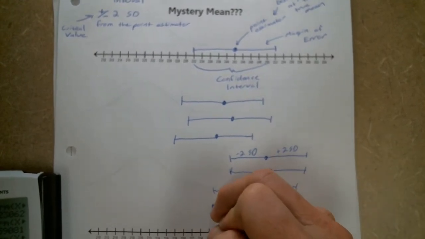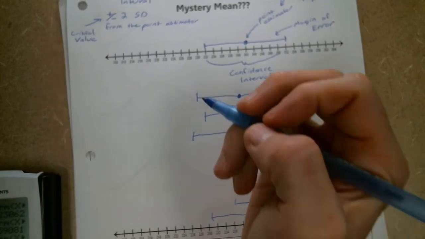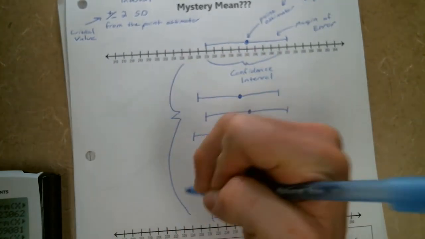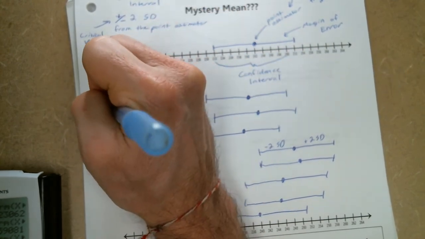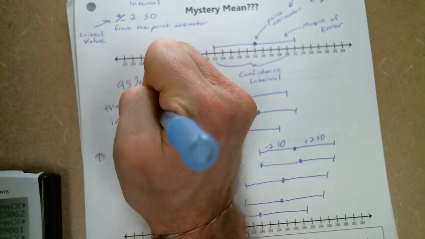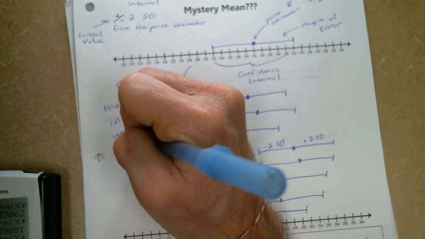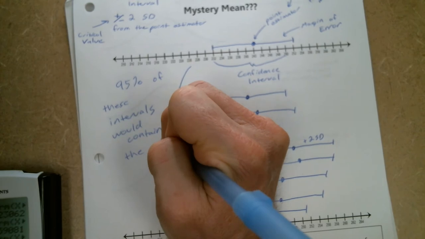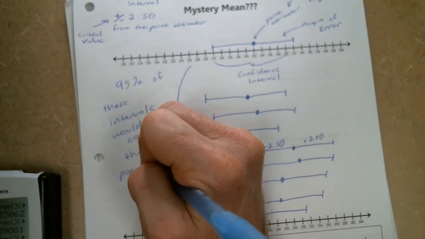But what is the point of doing all these? The point is to say that if we did this over and over and over and over again, 95% of these intervals would contain the true population mean?